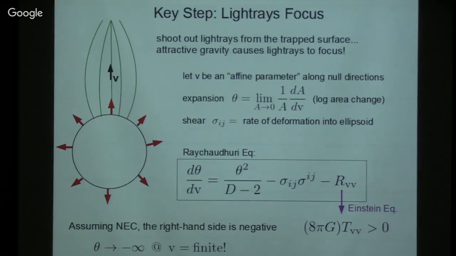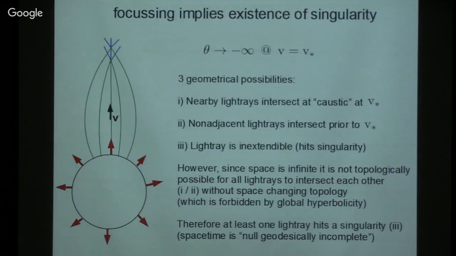Given that, you can then conclude that before a finite value of this v coordinate, theta will go to minus infinity. Because if theta is negative, this thing has to be decreasing because it's minus. And because there's a minus theta squared term here, it actually has to reach minus infinity in a finite amount of time. So that tells you that focusing implies that this null surface is going to come to some kind of end.